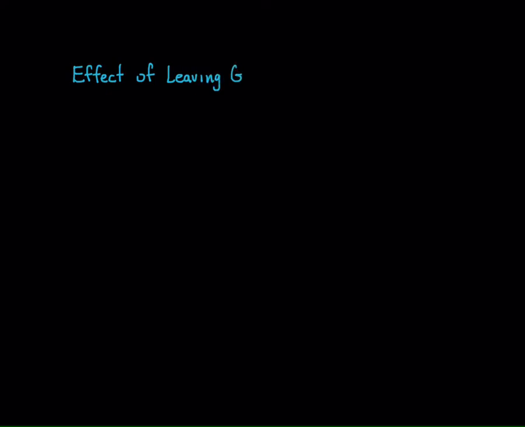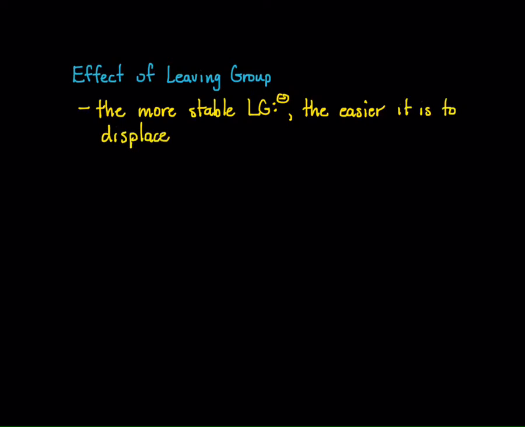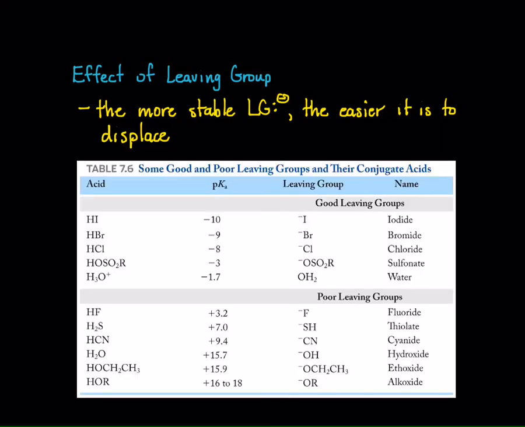Now, what about the leaving group? In general, the more stable the leaving group is, the easier it is to displace. Why? Well, because remember, the leaving group's coming off as an anion. And therefore, the more stable that anion is, the easier it is to come off because it's not going to react. Stability and reactivity are typically inverse of one another. The more stable something is, the less likely it is to react with something. And in general, this follows the trend of the pKa of the conjugate acids.